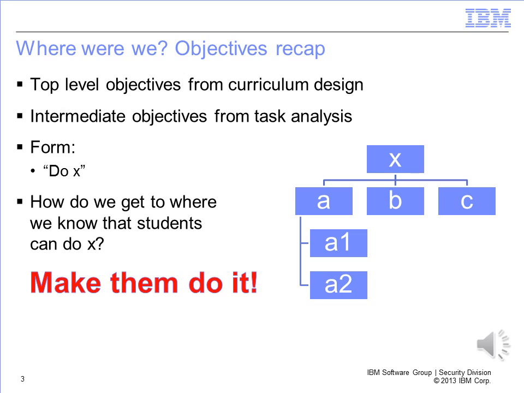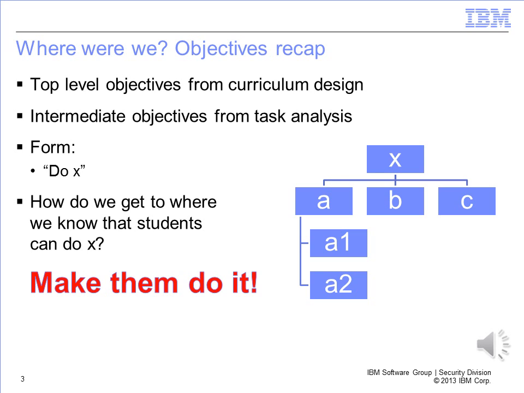Where were we? To recap for a moment, let's think about objectives. As you know, you get the top level objectives from curriculum design or simply because you see a problem, and the intermediate objectives from task analysis. You see what you need to achieve the top level objective and you divide that into tasks. Our objectives look like this: do X.